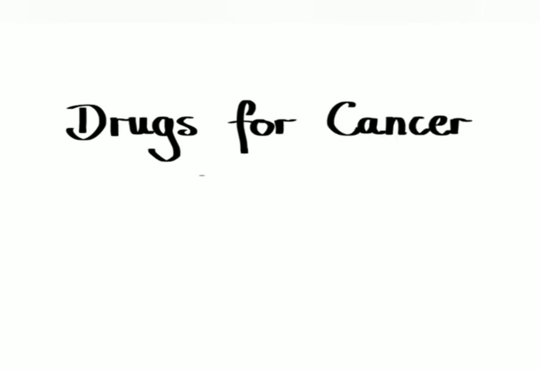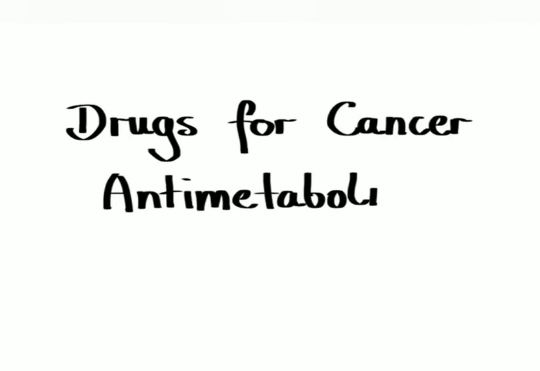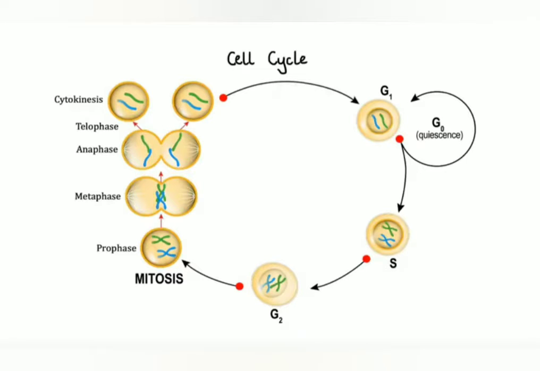Pharmacology of drugs used for treatment of cancer, we are going to discuss antimetabolites. So in the last lecture on cancer drugs, we covered agents that mostly affected cells in the G1 phase of the cell cycle. In this presentation, we'll shift our focus to agents that affect the S phase of the cycle.